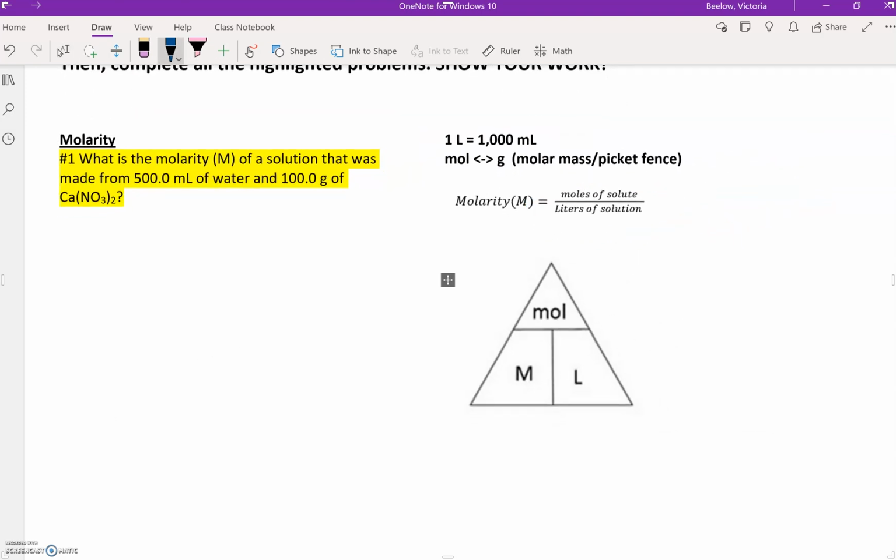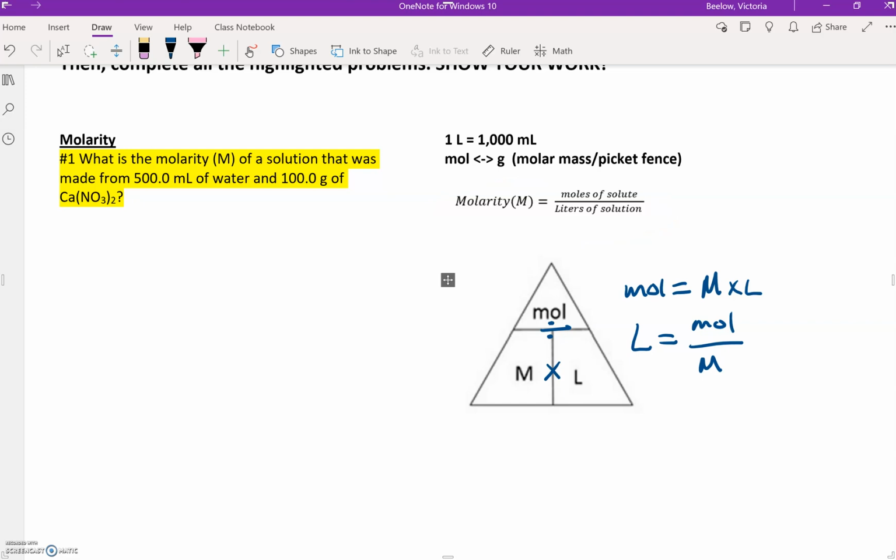And if you're looking for molarity, it would be moles divided by liters. And again, you can use this equation here, or you can use the triangle. If I'm looking for moles, then that would be molarity times liters. And if I was looking for liters, that would be moles divided by molarity. So that is a shortcut to using the triangle. You can also use the equation as well.